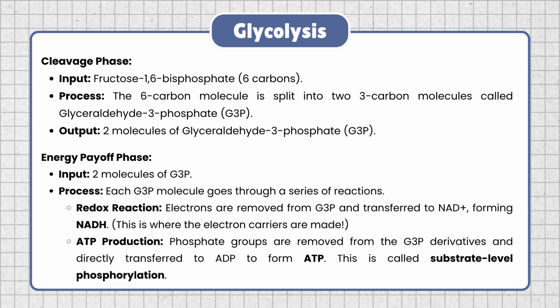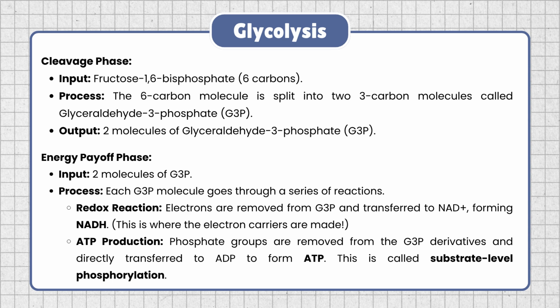Now for the third and final stage, which is the energy payoff phase, or the harvesting stage. Since we now have two G3P molecules, all reactions in this payoff phase happen twice. Two critical things occur. First is the redox reaction. Electrons are removed from the G3P and loaded onto the carrier NAD+, producing NADH. This NADH is the valuable electron carrier that will be used later for massive energy production.